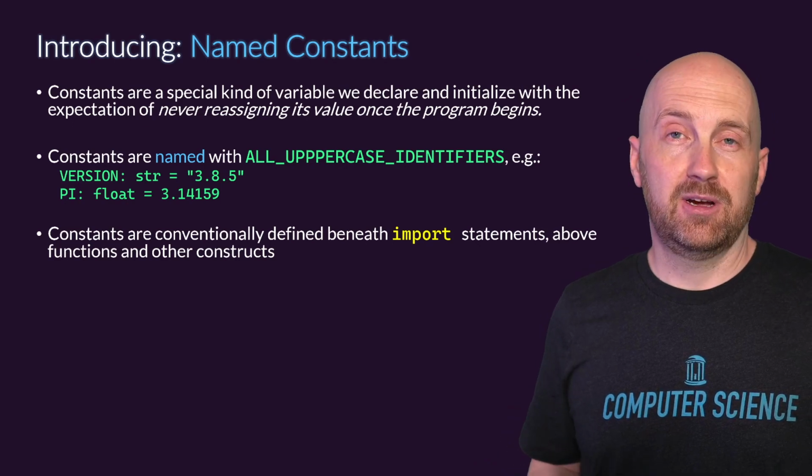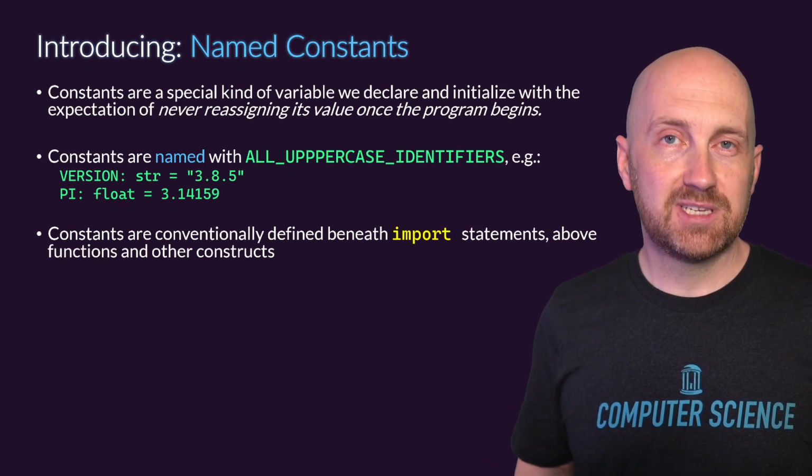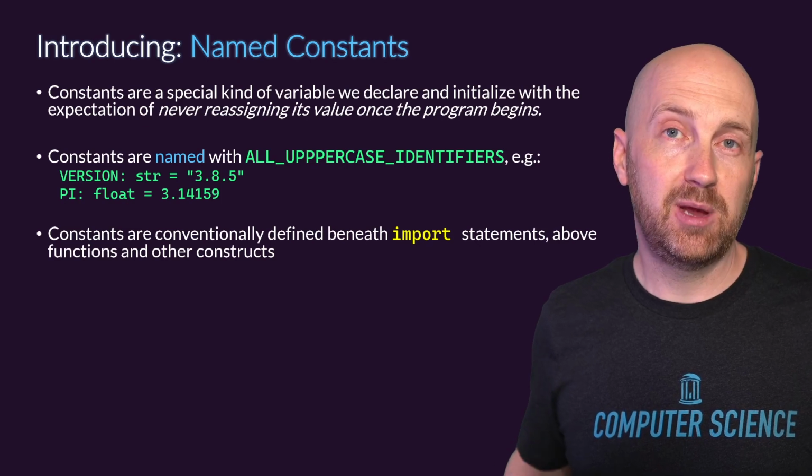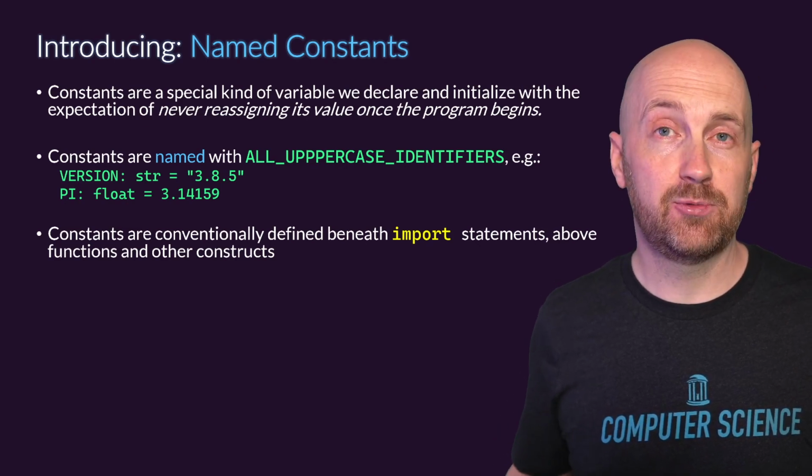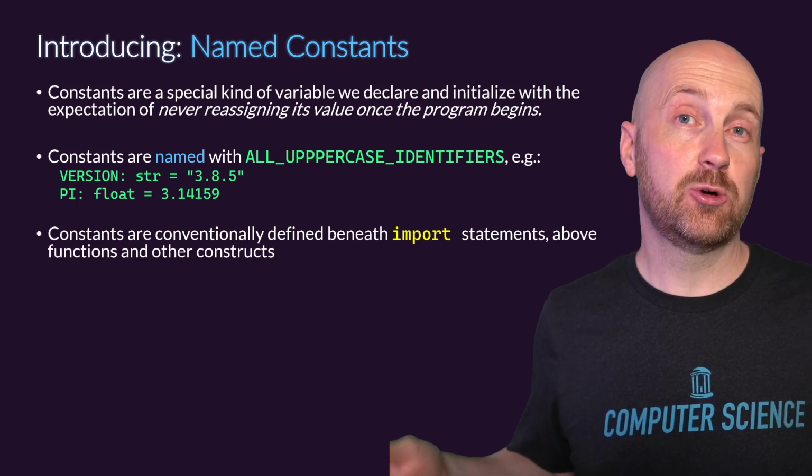Where do you define your constants? Well, typically what is conventional is after your import statements in a Python program. We'll get a chance to look at this in just a moment. That's where you'll declare your constants. So they'll be towards the top of your file.